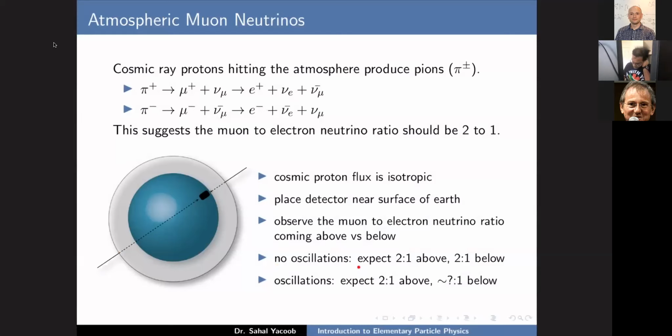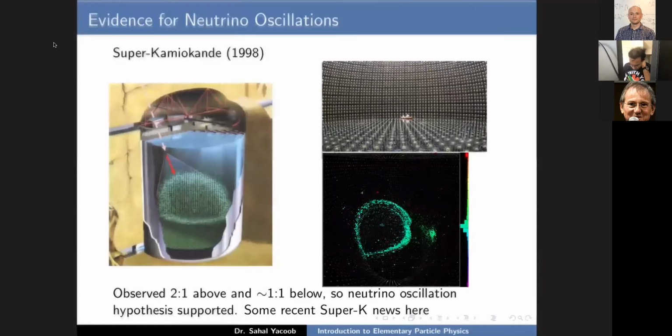So if there's no oscillation, we expect to see a 2-to-1 ratio coming from above the detector and a 2-to-1 ratio coming from below the detector. If there are muon oscillations, we still expect a 2-to-1 ratio coming from above the detector. Built in there is the assumption that the neutrinos are being produced too close to the detector to have enough time to oscillate. And this 2-to-1 ratio is going to validate our production model for what we expect to see. And then anything besides 2-to-1 coming from below is going to be evidence of neutrino oscillations again. So this was done at Super Kamiokande, and they observed 2-to-1 above and about 1-to-1 below.